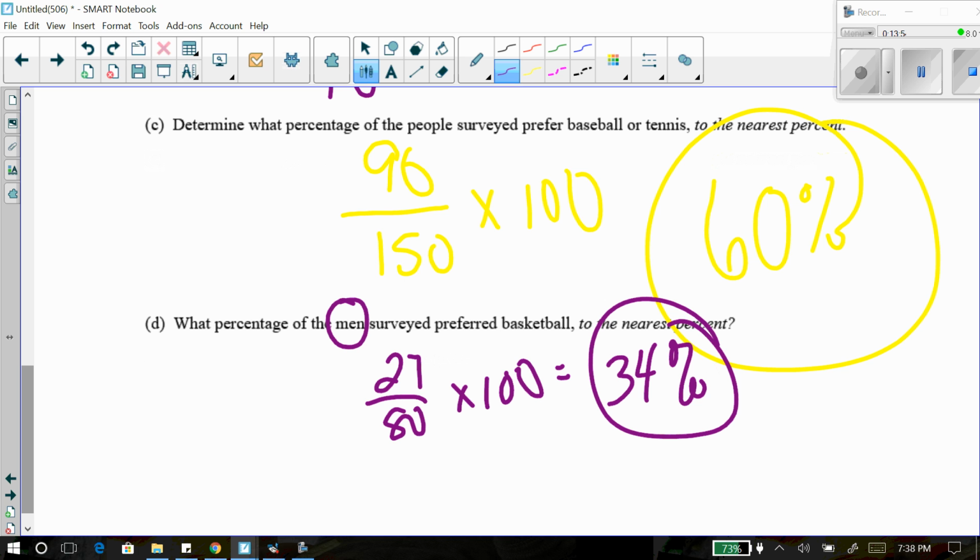These are tricky. I will give you guys that. These are a little bit tricky. We will talk about these and practice these more in class.